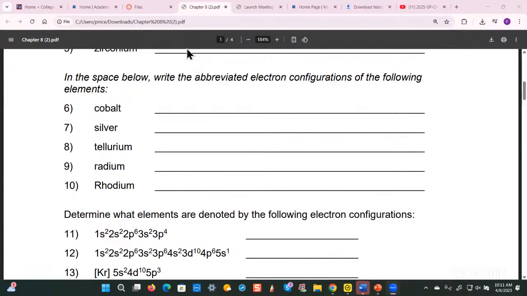Yes, ma'am. So if S goes up to 2, P goes up to 6 maximum, that equals 8. Right, I'm glad you asked that question. Remember, folks, the maximum number of electrons that can occupy each orbital is: S can have a maximum of 2, P a maximum of 6, D a maximum of 10, and F a maximum of 14. I don't think you need to go beyond that. So S is 2, P is 6, D is 10, F is 14. Those are the maximum numbers.